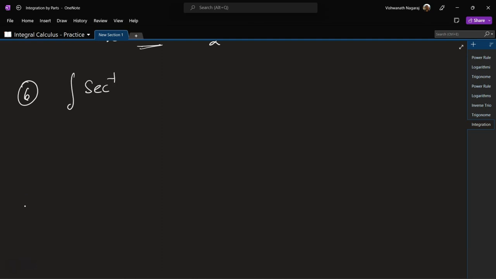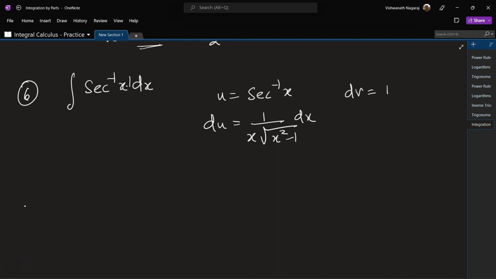integral of sec inverse of x dx. So again we make it times 1. So u would be sec inverse of x, du would be 1 by x times square root of x square minus 1 dx, and our dv would be 1 dx. So if we integrate, we get v is equal to x. So let's substitute all these values into our formula.